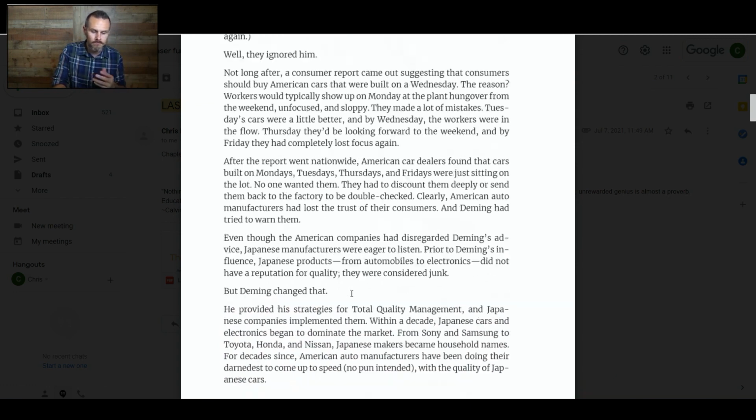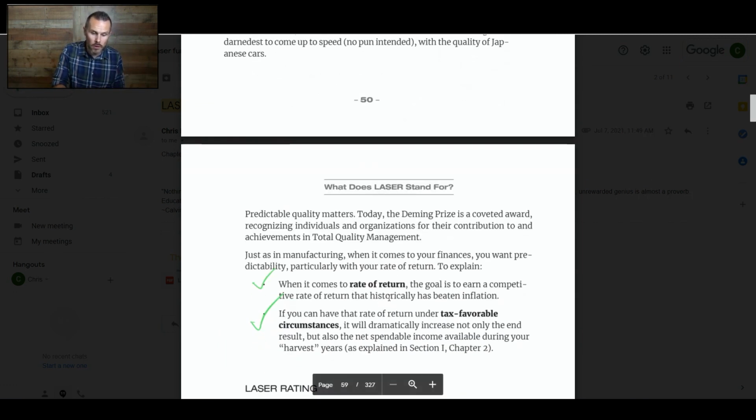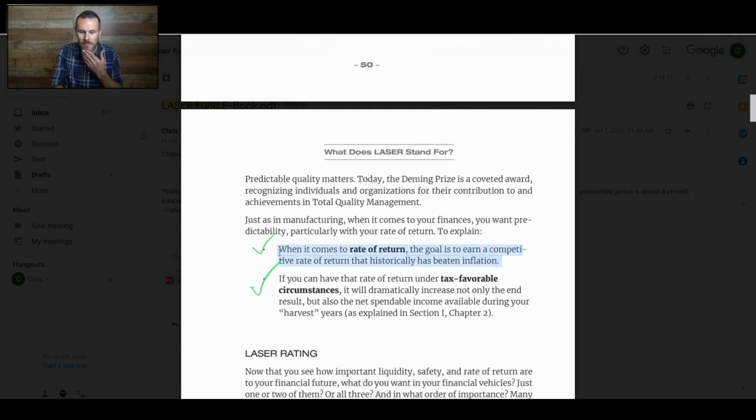So rate of return, I just kind of touched on that. Yes, rate of return is really important. The goal is to earn a competitive rate of return that's historically beaten inflation. You know, it's just not doing it in an IUL after you talk about the fees and the expenses and while you're going through that surrender period. My problem with this is that you don't get through the surrender period for about a decade. God only knows where the world's going to be in a decade. So, and once you get into this, you are stuck.